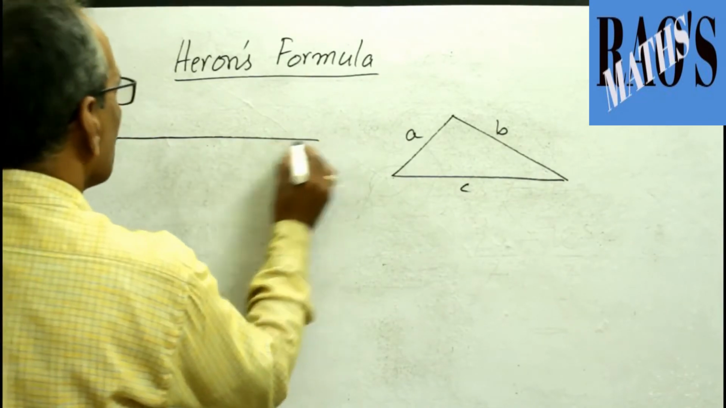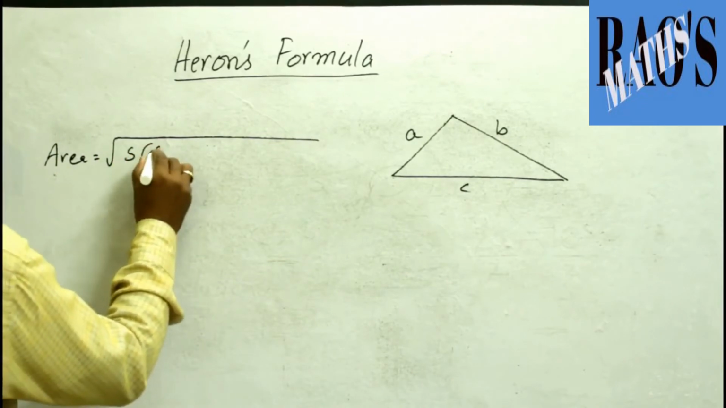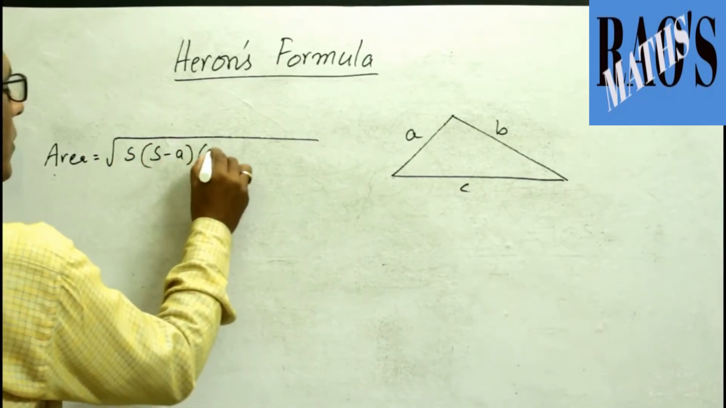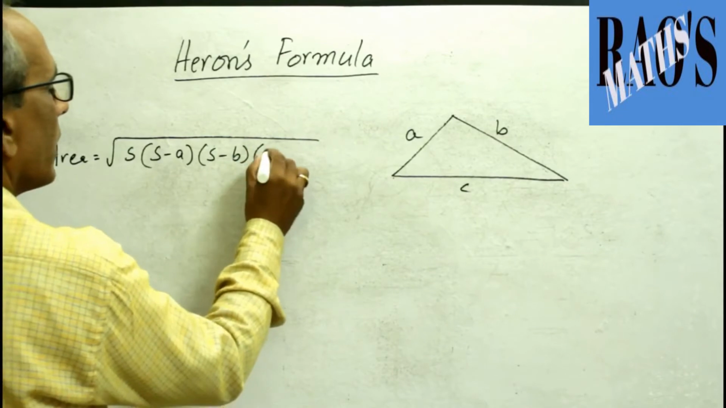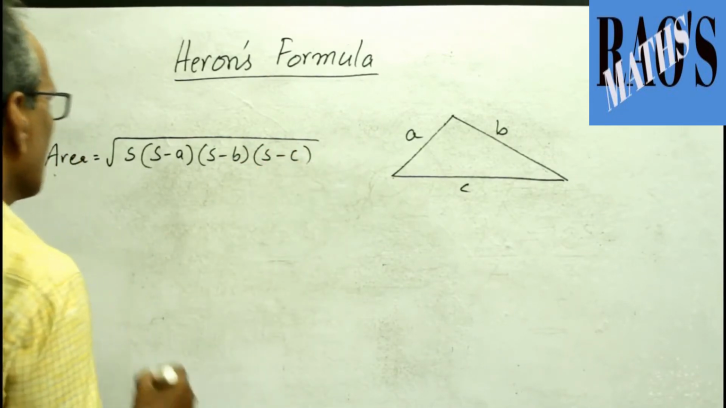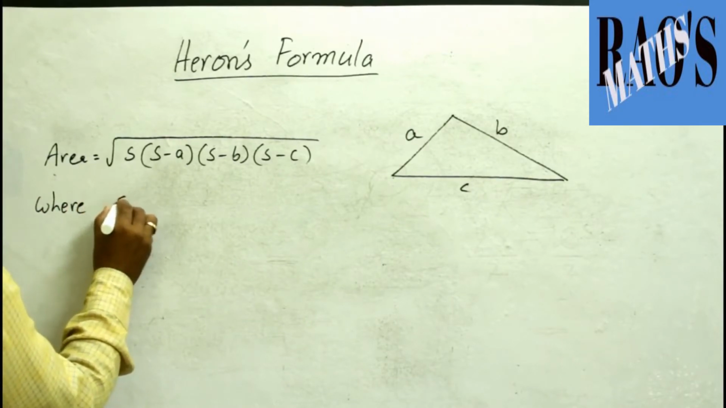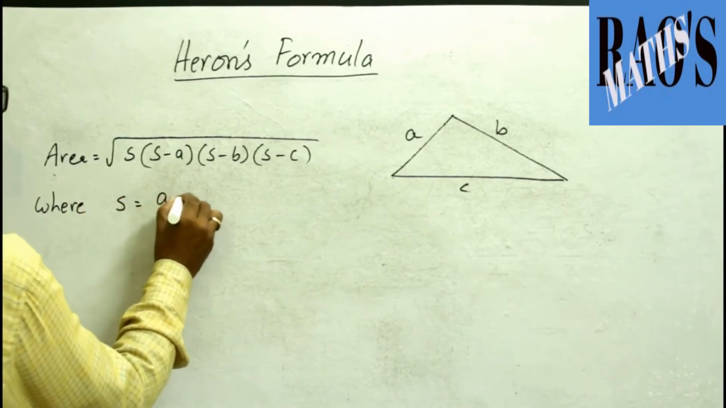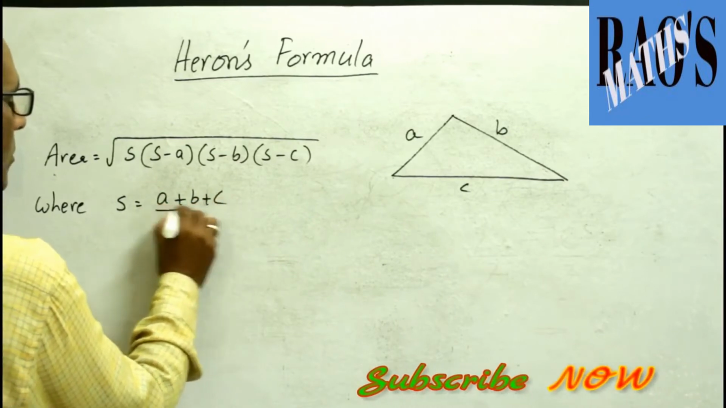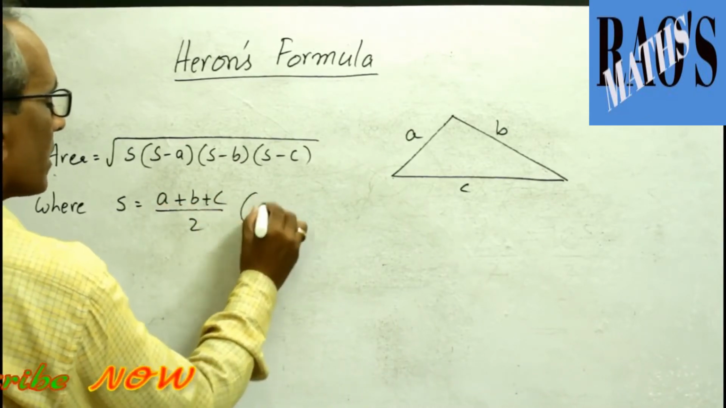root of S into S minus A into S minus B into S minus C, where S is equal to A plus B plus C by 2. That means semi-perimeter.